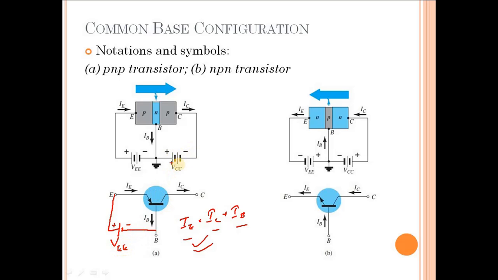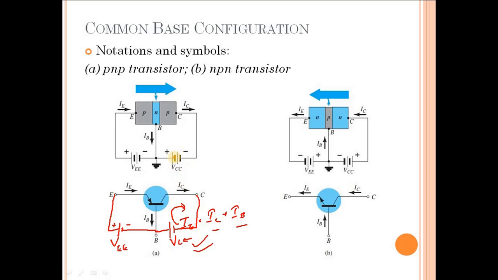Similarly, how can we fix the polarity of VCC? Suppose we didn't know what the polarity is. How to ascertain that? We have made sure that IC has to be coming outwards of the package. So what polarity of DC power supply VCC will result in a current in this direction in this loop? Obviously, this side positive and this side negative. So this is what VCC should be, and this is what we see here.